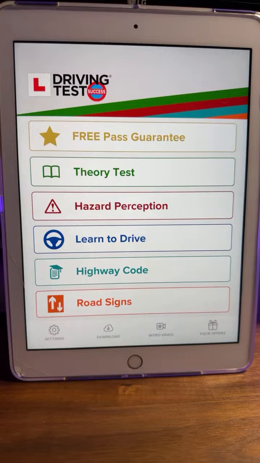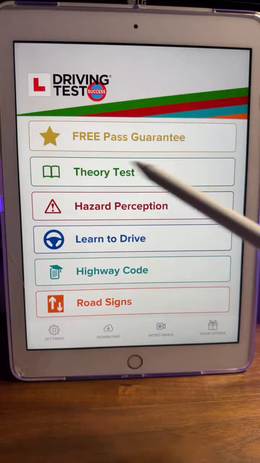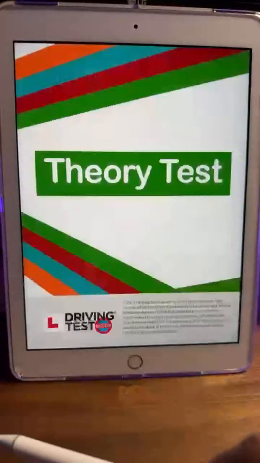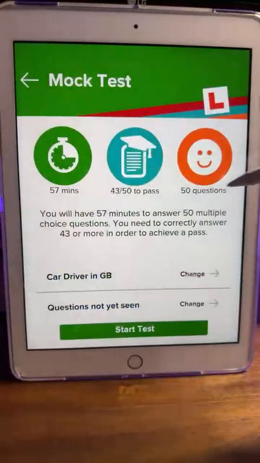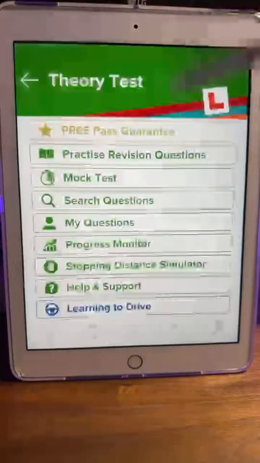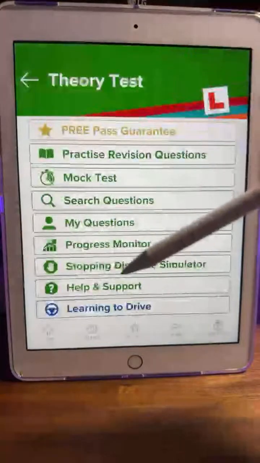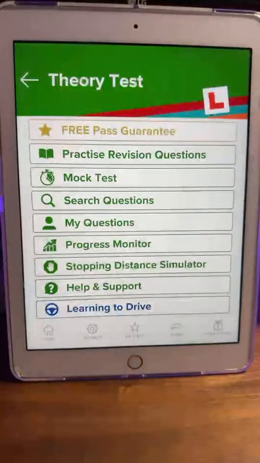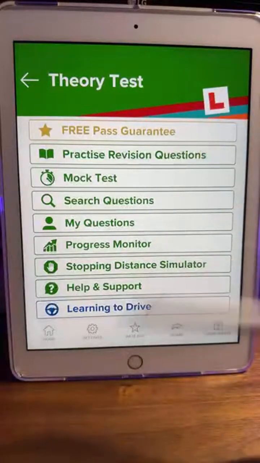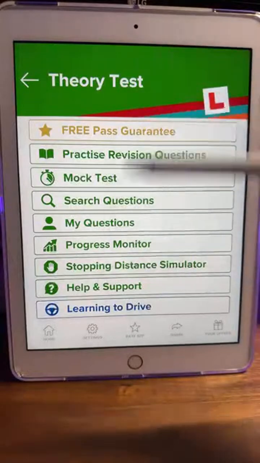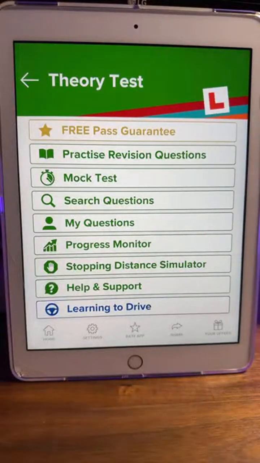Okay, so let's start this off. We're going to do the theory test. You can actually choose lots of things you want to do on this. You can go for the mock test itself and do the actual 50 questions, but that's going to take us a while. Hopefully you've seen my other theory test videos on my channel. If you haven't, have a look in the live section on my YouTube, and you'll be able to see lots more of these videos.